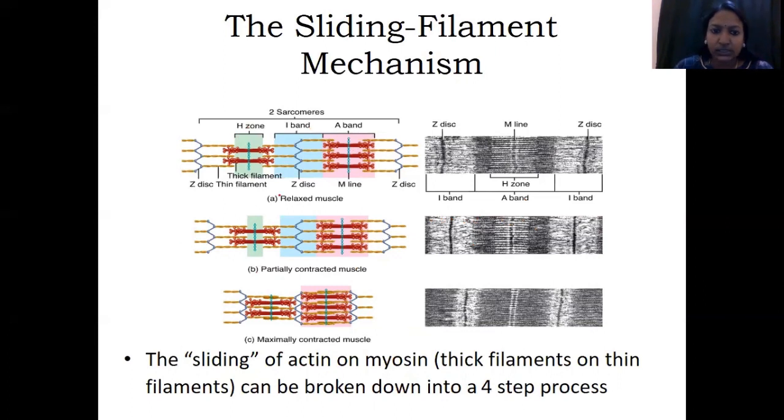In the sarcomere, you have the H zone, I band, and A band visible like this. This is what you see in relaxed muscle. When there is a partial contraction, you can make out the difference here. And when a contraction is happening, you can see it is shrinking. When you compare the first one with the last one, you can see the sarcomere has shrunk. This is what happens in a sliding filament movement.